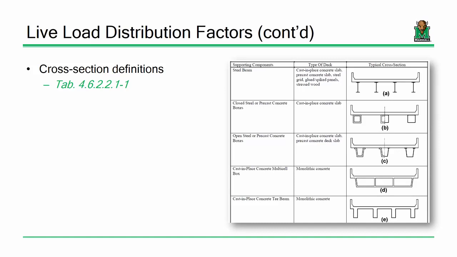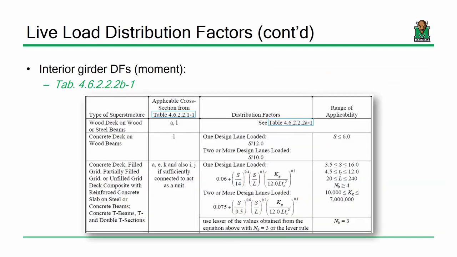So we're obviously dealing with cross-section A, a composite steel beam. But you could be dealing with open steel or precast concrete boxes, maybe a cast-in-place concrete multi-cell box, maybe a cast-in-place concrete T-beam bridge. Depending upon what cross-section you're dealing with, go to the table and then, if I'm dealing with cross-section A, cross-section E, whatever, here's my distribution factors. Make sense? Everybody good on that?